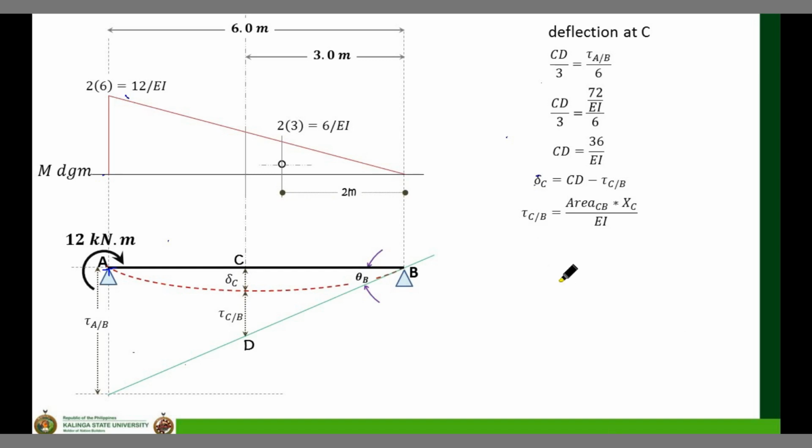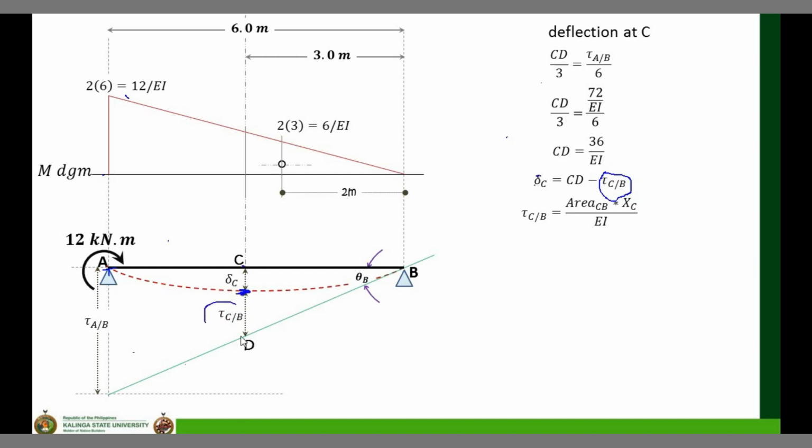Now, in getting the equation under Theorem 2, what we are looking for is the deviation from C to B. How did I get that? This is now point C. Originally, point C was here. But due to your moment of 12 kilonewton meter, my point C is now here. So from this point C, up to the point where the tangent line passing through B goes, that is your deviation of C with respect to the tangent line passing through B.